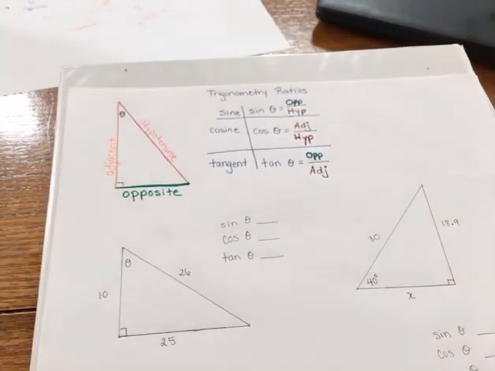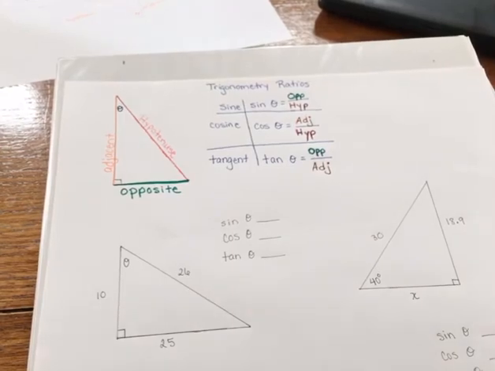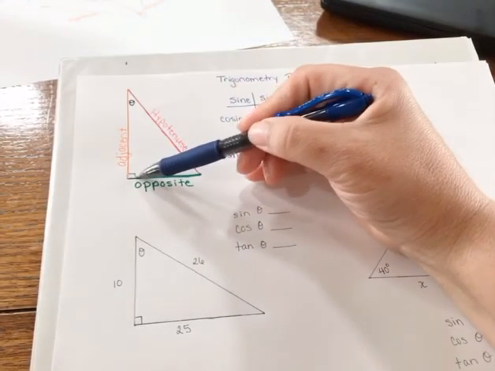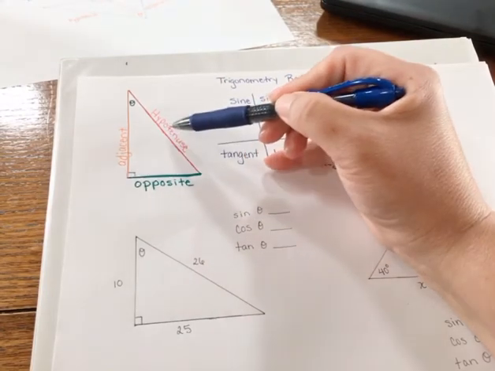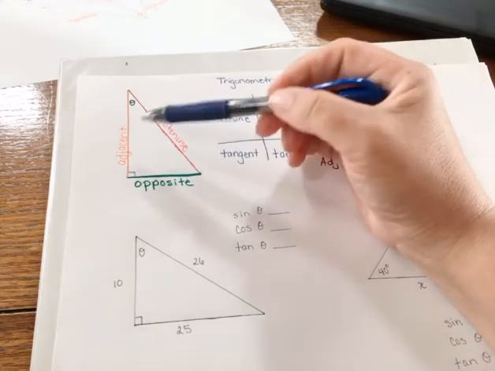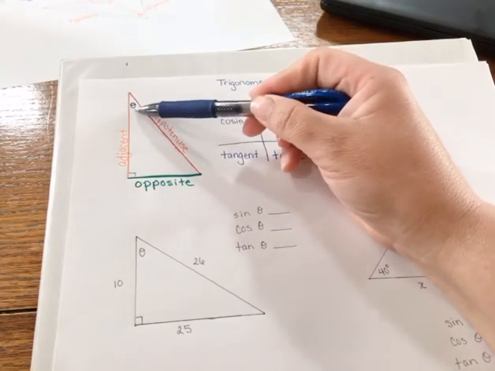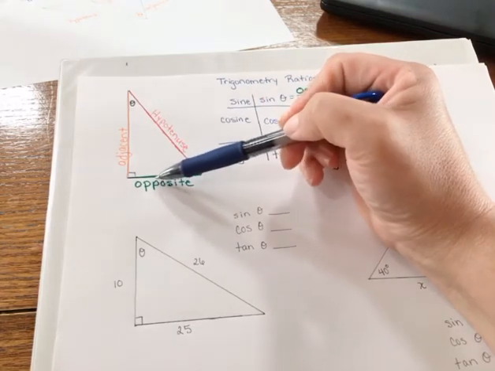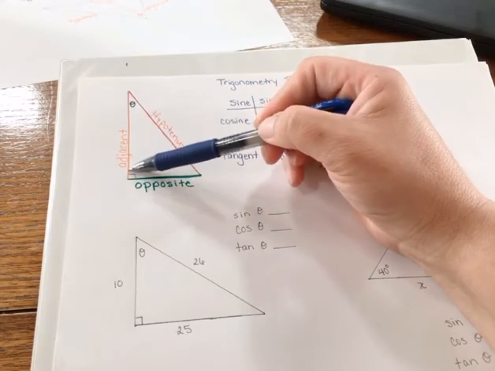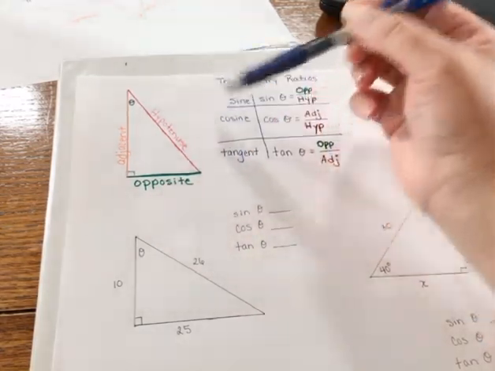Okay, so now we're going to talk about trigonometry ratios. If you look at a right triangle, we've already talked about how we have a right angle here, and the opposite side of the right angle is called the hypotenuse. Then we have a given angle. The opposite side of the given angle is called the opposite, and the side that is next to the angle is called the adjacent. So we're going to use this information here to set up some ratios.